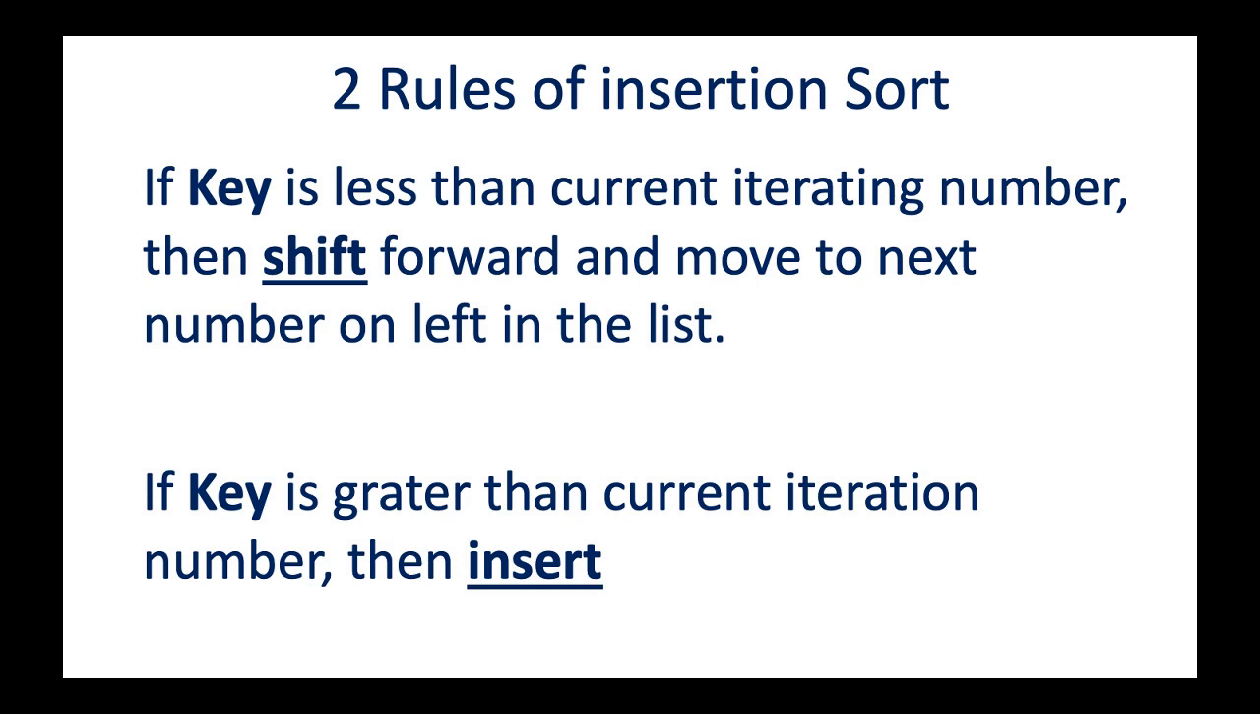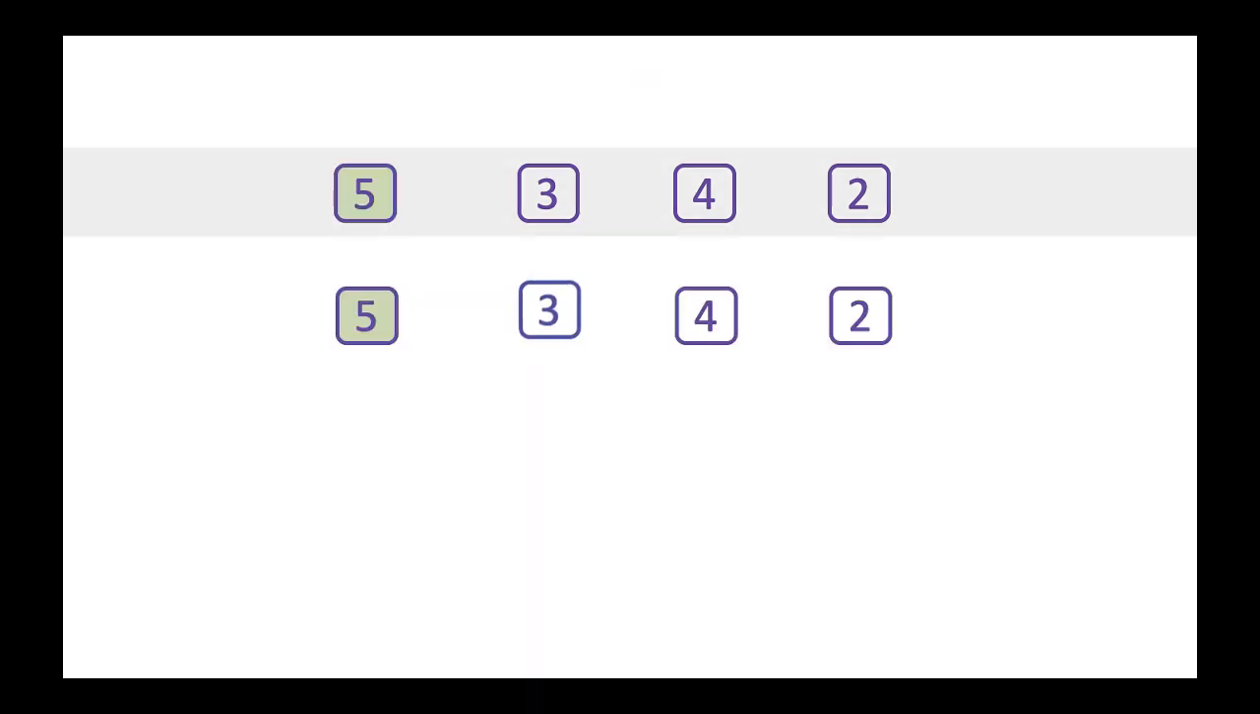Hope it makes sense, but to make it even clearer, let's see an example of a list containing 5, 3, 4, 2. To start with, the very first number within the list is 5, so we pick that number and currently the key is 5. We want to compare this 5 with the numbers available to the left. Since there is no number to the left, the key 5 is considered sorted.